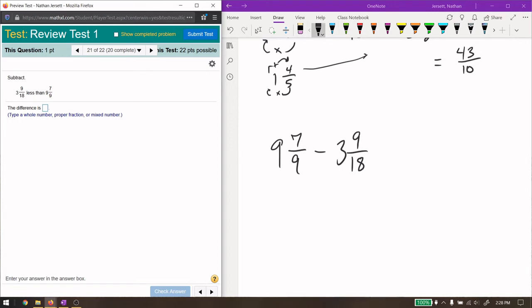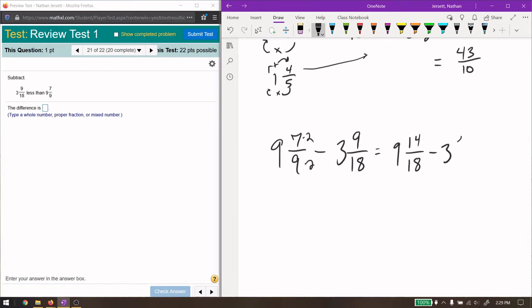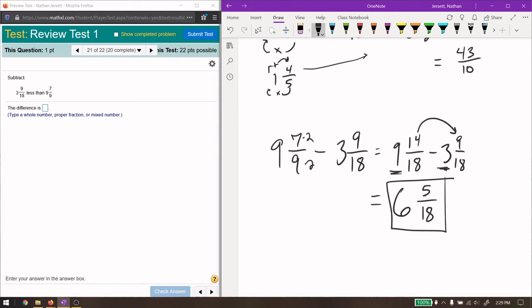Now, there is a way of doing this with mixed numbers. We could change the 7/9 into, it would be faster. I'll just show that here. I recommend, though, you get in the habit of just using improper fractions. So see here, what I did is I got common denominators between the two things. Now we can directly subtract 9 and 3, giving us 6, and 14 and 9. 14 minus 9 is 5 over 18. And that gives us our correct answer there.